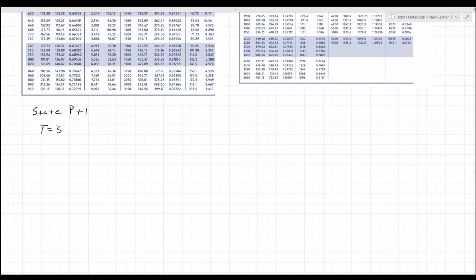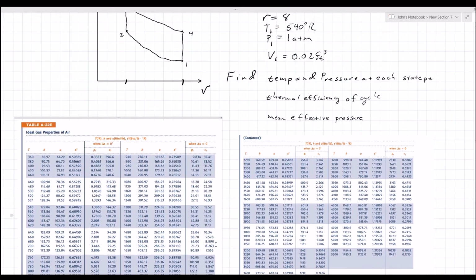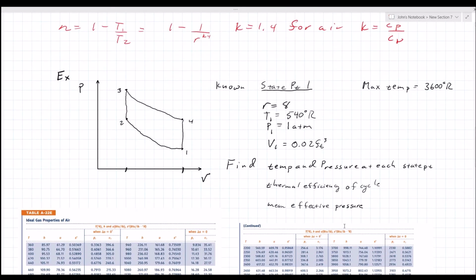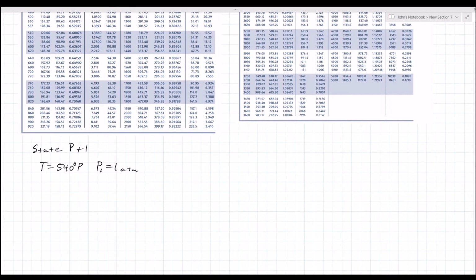Temperature is 540 degrees Rankine. Pressure is 1 atmosphere. Cool. So now let's find the other sections of it. Oh, but wait, we're given maximum temperature too. Well, the maximum temperature for an Otto cycle is of course going to occur when you're done adding heat to the system, which is going to be at state point 3.